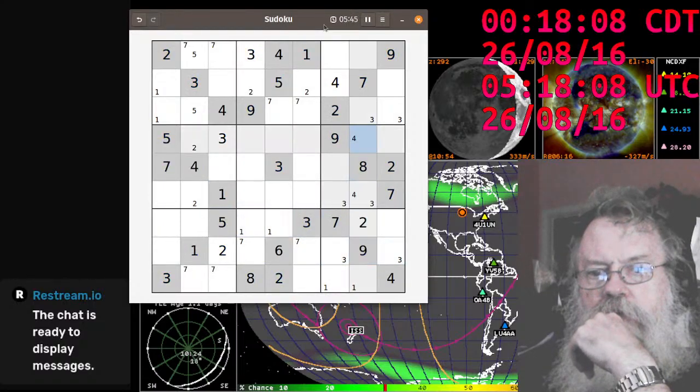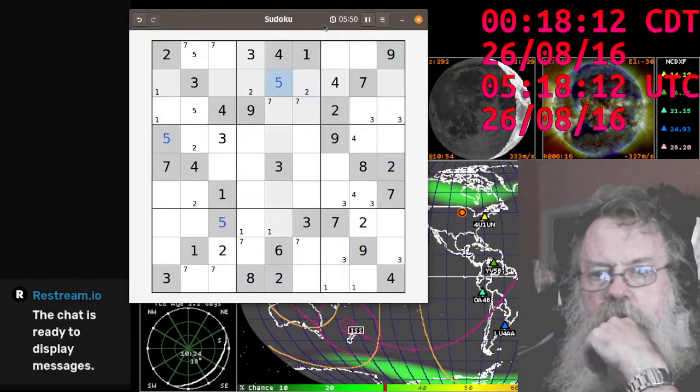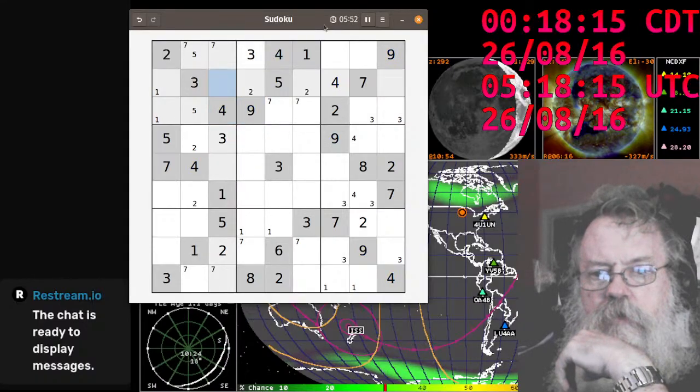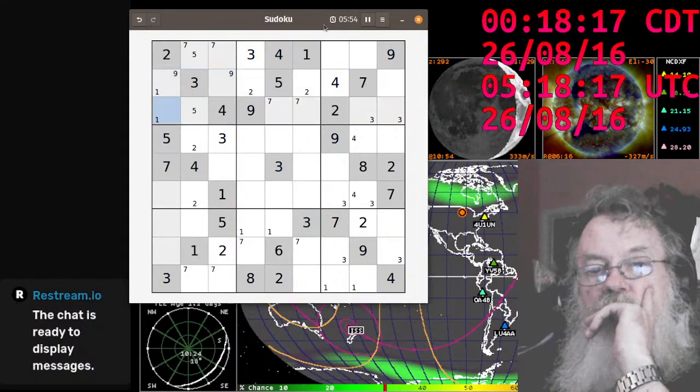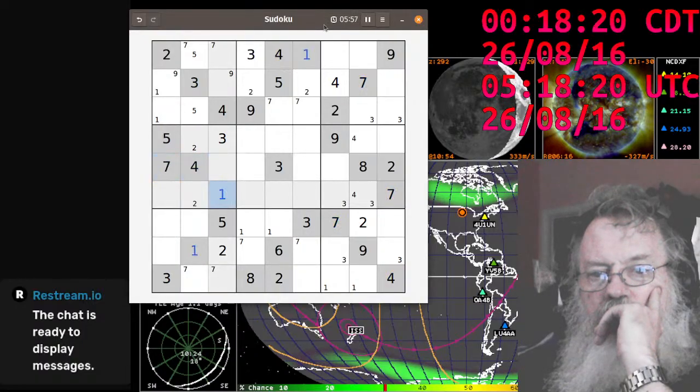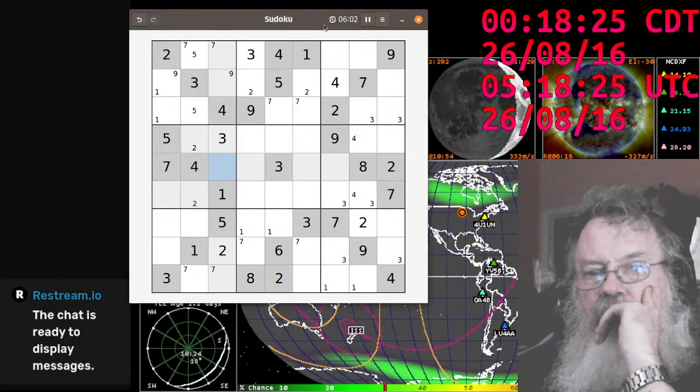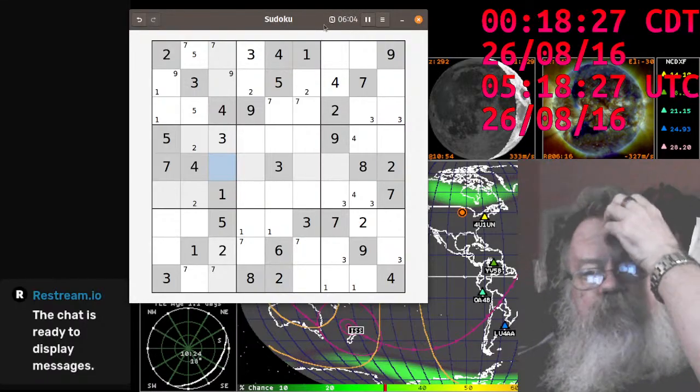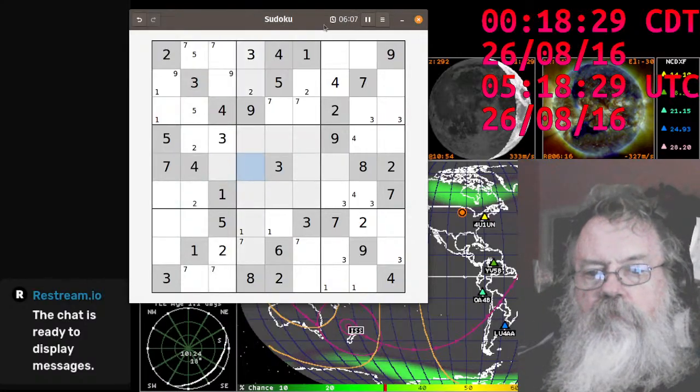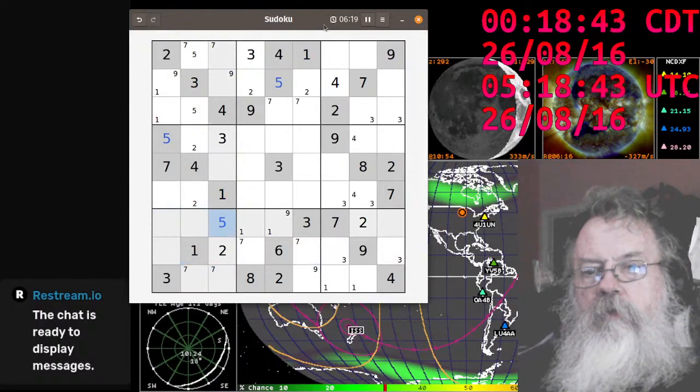Get a 9 here, here, and here. 9 here, so one of these two is a 9. Looking at three possibilities for a 9 here. Three possibilities here, two here. Four possibilities here.